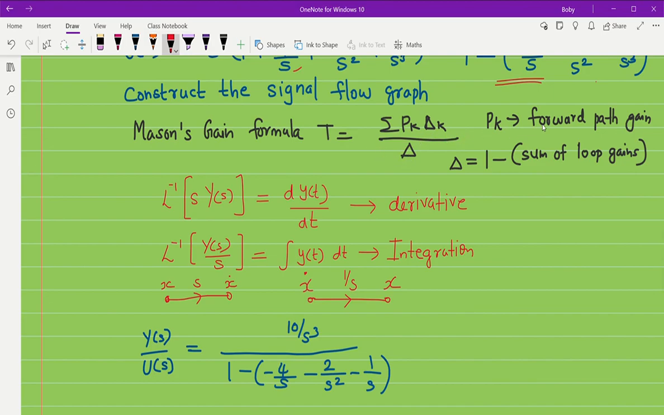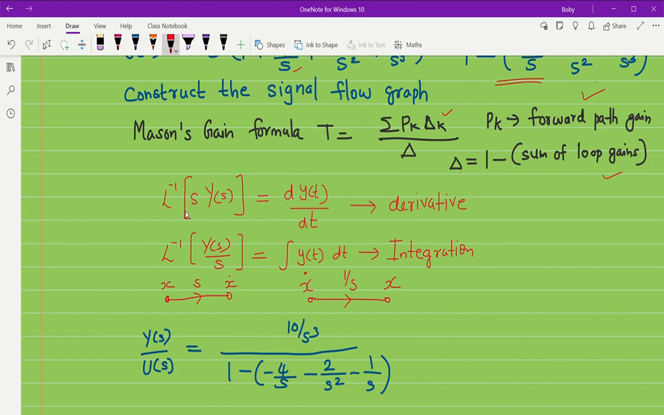Pk is the forward path gain. So we all know pk is the forward path gain, and delta is equal to 1 minus sum of loop gains. So this is the most simple form of Mason's gain formula. Simply, we know that pk is a forward path gain, so the numerator contains the forward path gain, divided by the denominator delta, which is equal to 1 minus sum of loop gains. Okay, sum of loop gains. So we are considering that delta k is equal to 1. Here we are taking delta k equal to 1.